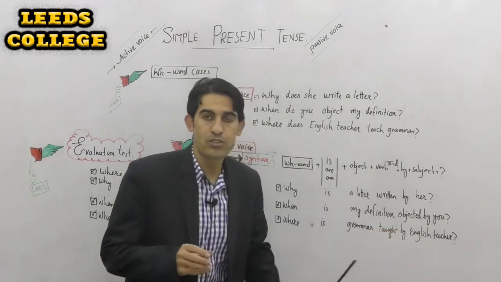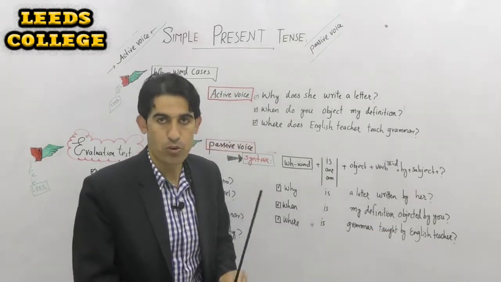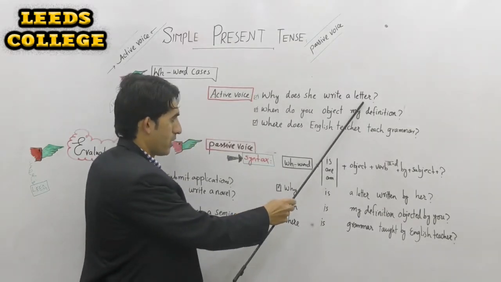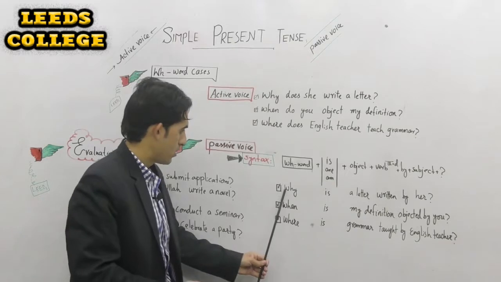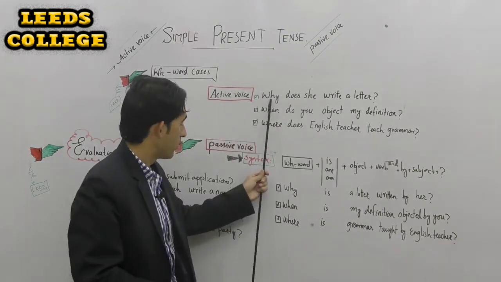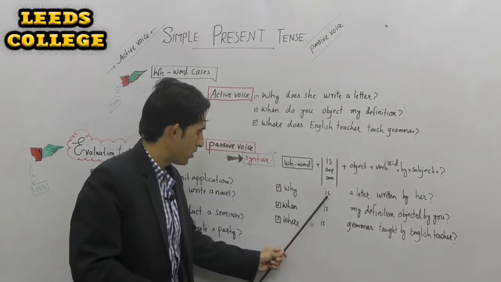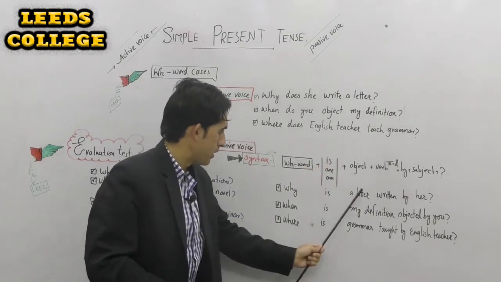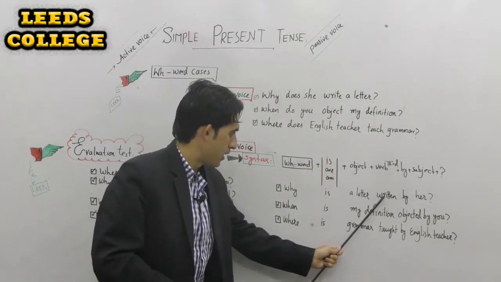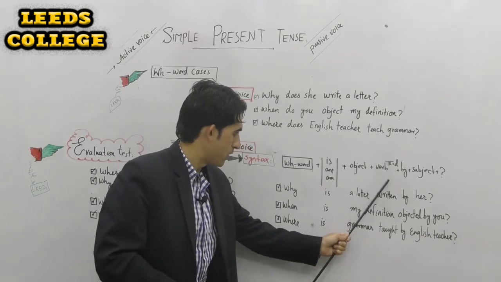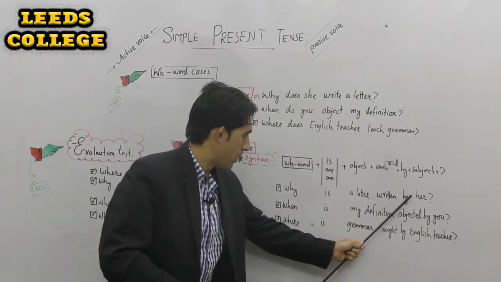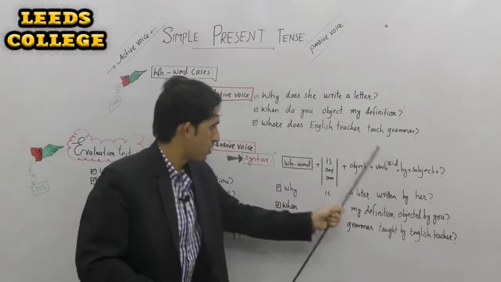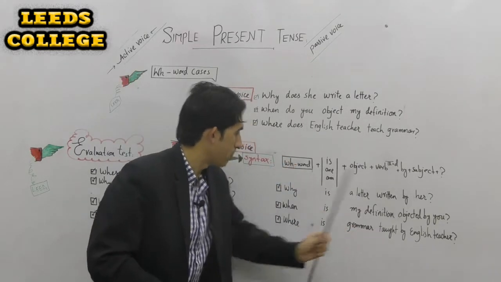Now we're going to change the active voices into passive voice. So I begin from this one: Why does she write a letter? Its passive voice starts with the WH word why, right? It will be followed by the auxiliary is, because we have a singular object, a letter. Then the object, a letter, will be followed by the verb third form, the past participle form, by, and we have the subjective pronoun she switching into its objective case, her.